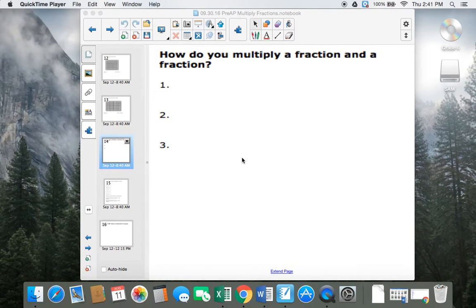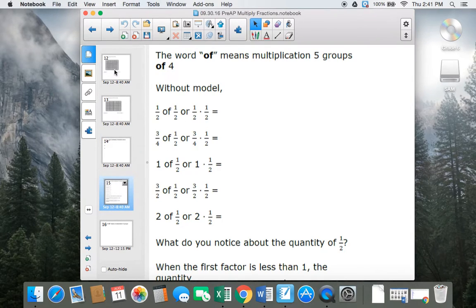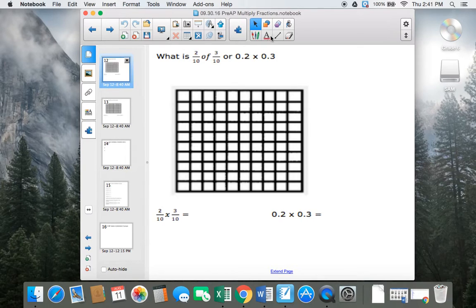How do you multiply a fraction by a fraction? Well, you just multiply the numerators across and you multiply the denominators across. And if it's improper, you must turn it back into a mixed number, and sometimes you have to rename it by simplifying. So, for example, we'll just look at one quick model.